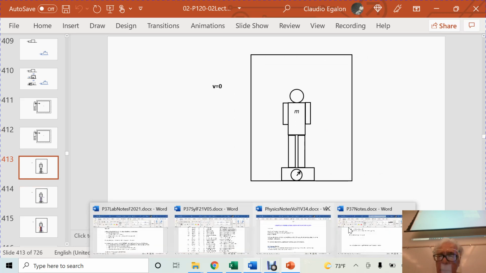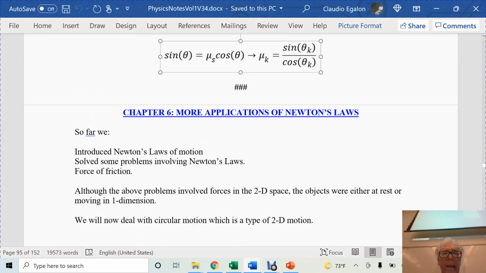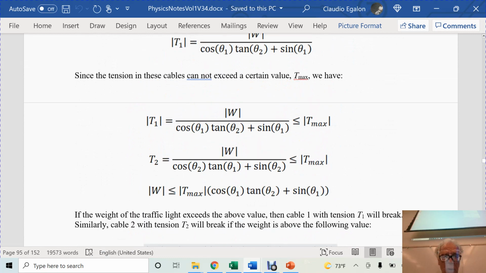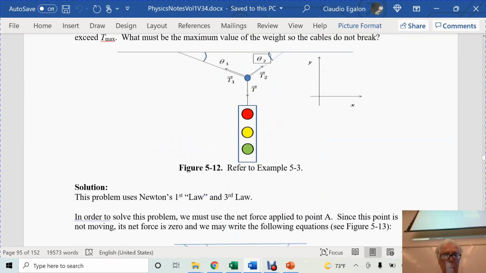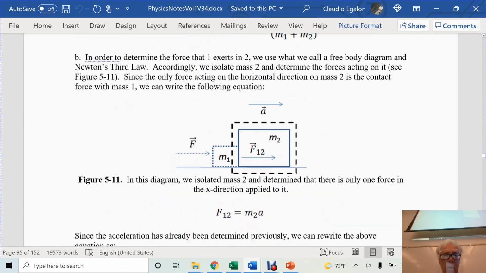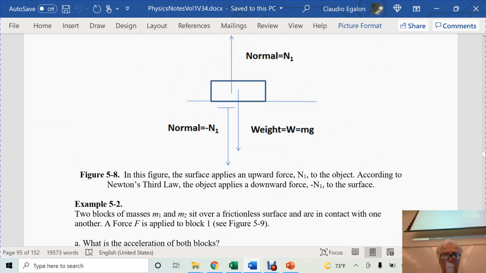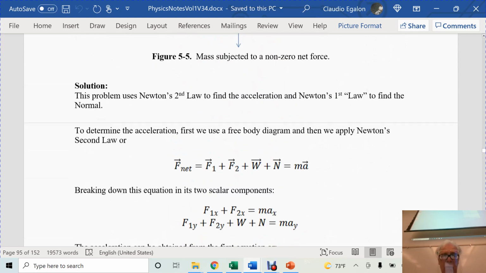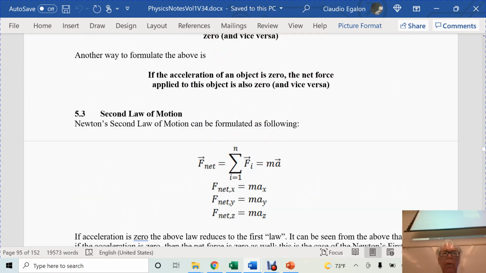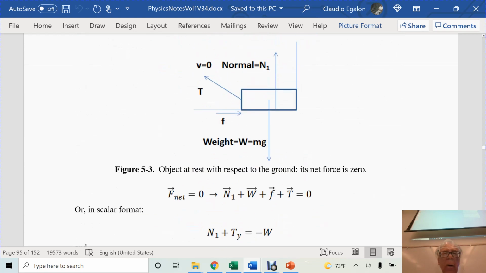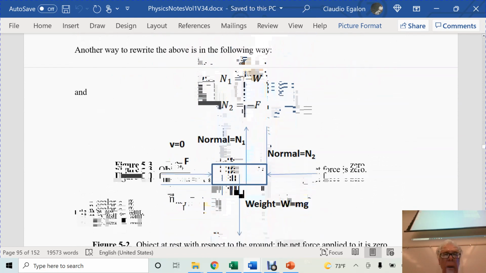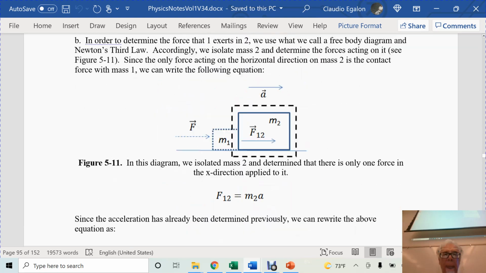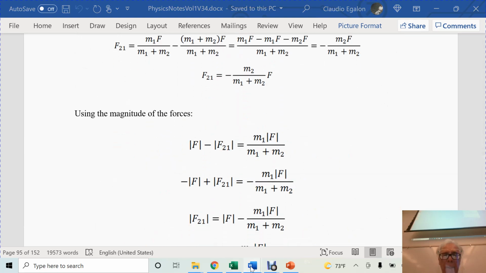I don't think I have that in my notes. I gotta add that to my notes. Let me see if I have it here. Yeah, I have to add an example of that to my notes here. I don't see problem of apparent weight here. Okay, I'll do that. Okay, so here we go.